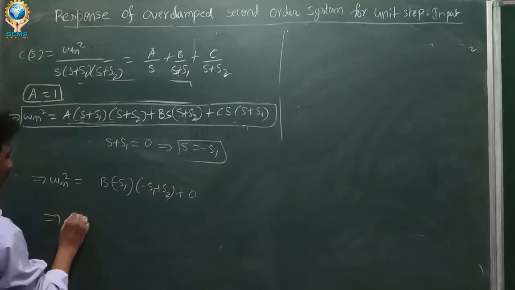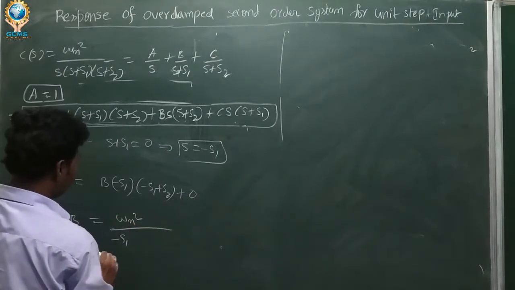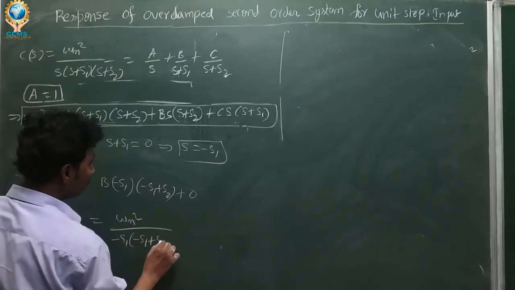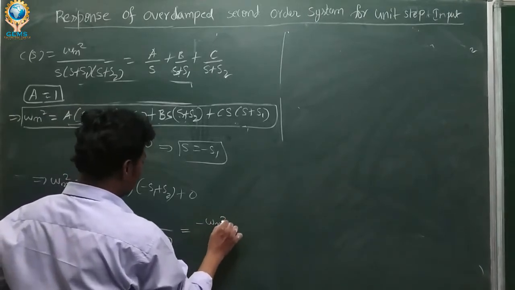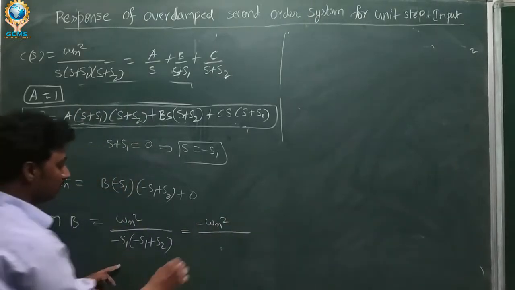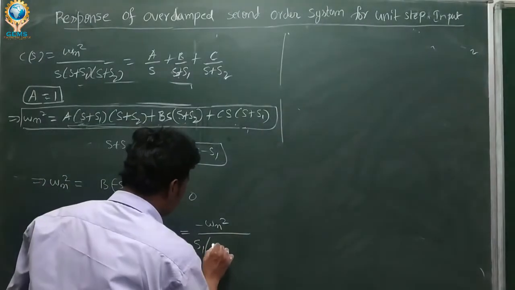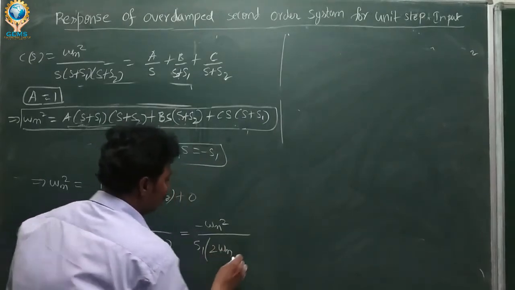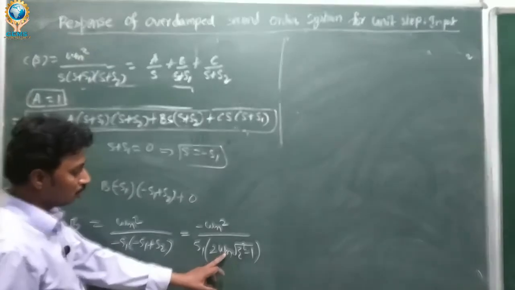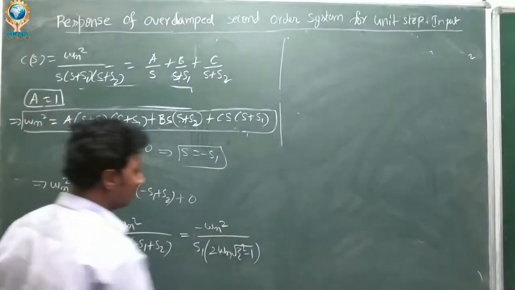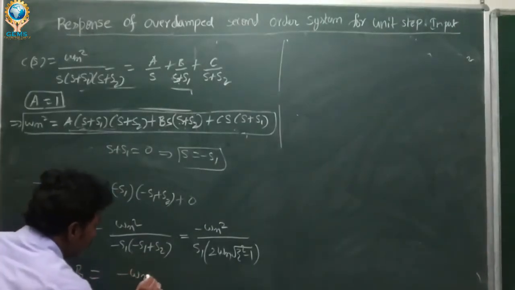So B is equal to omega n square by (minus S1 plus S2). I am just writing here minus of omega n square. You will get minus S1 plus S2 value, which is 2 omega n root zeta square minus 1, right. So omega n gets cancelled here, and you will get the root. So B is equal to minus omega n, right?